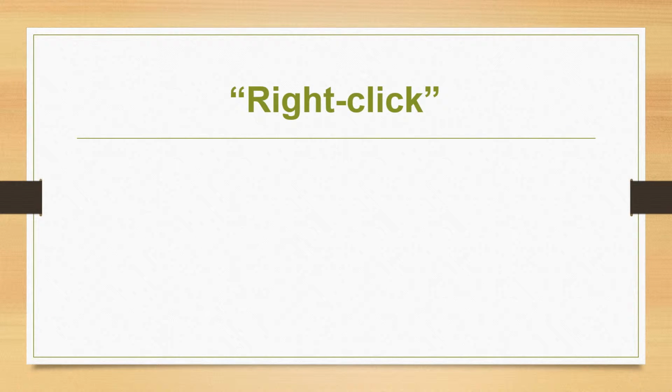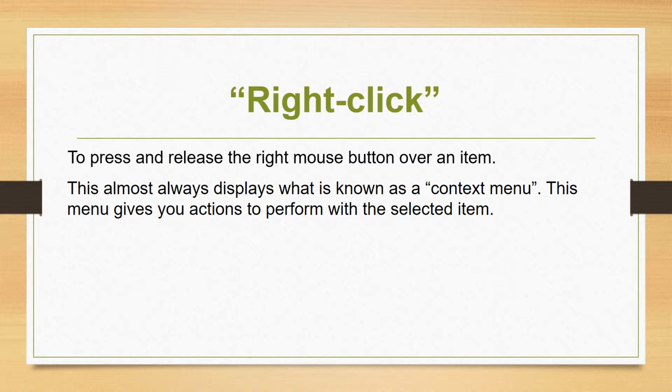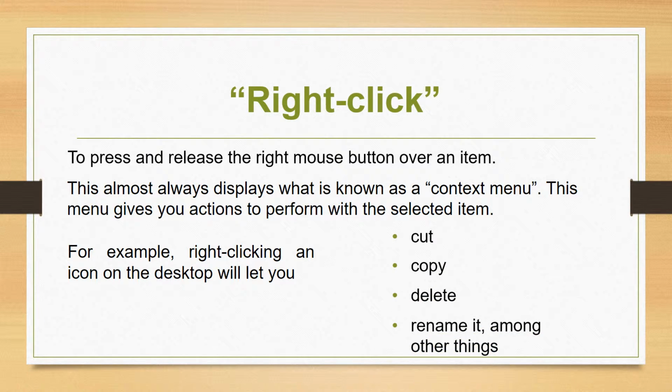The second button I want to tell you about is the right click button. To right click means to press and release the right mouse button once over an item. This almost always displays what is known as a context menu. This menu gives you actions to perform on selected items. For example, right-clicking on an item on the desktop will let you cut, copy, delete, and rename it, among other things.